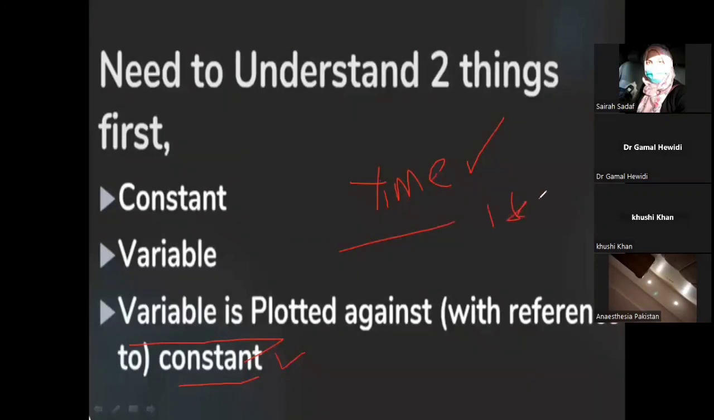1 second is 1 second. You cannot change it. 1 hour is 1 hour. 1 minute is 1 minute. You cannot change it. So of course, time is a variable, but it's constant. The change happening in time is a fixed change. While the pressure or the volume or the flow, they are changing every second, every minute. All right, I hope I have made this clear.